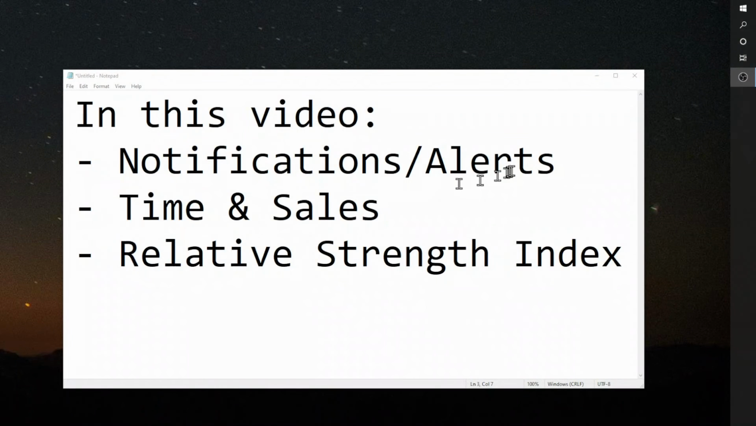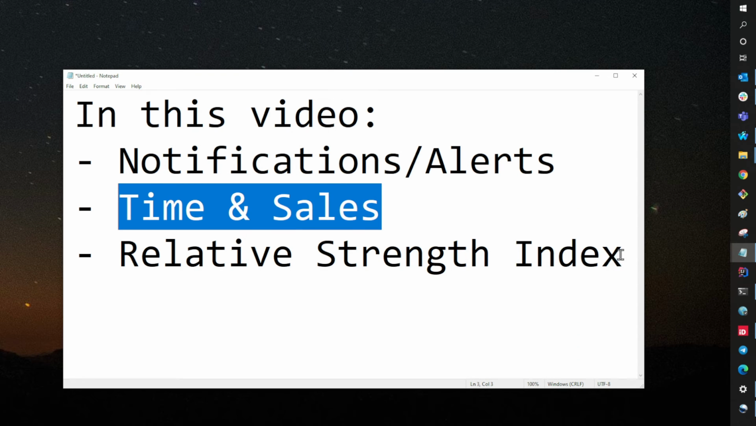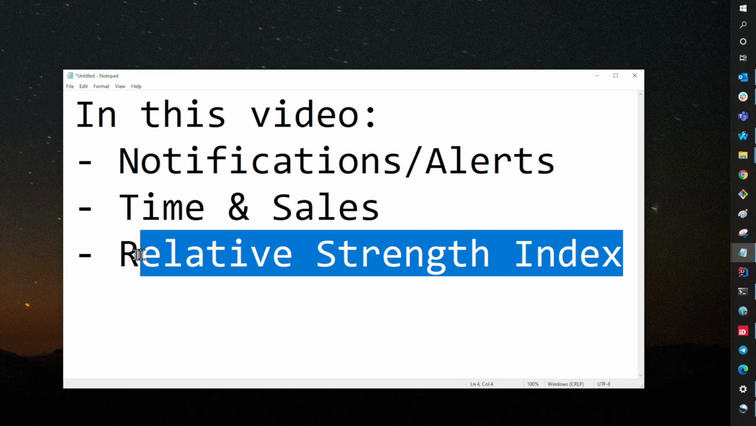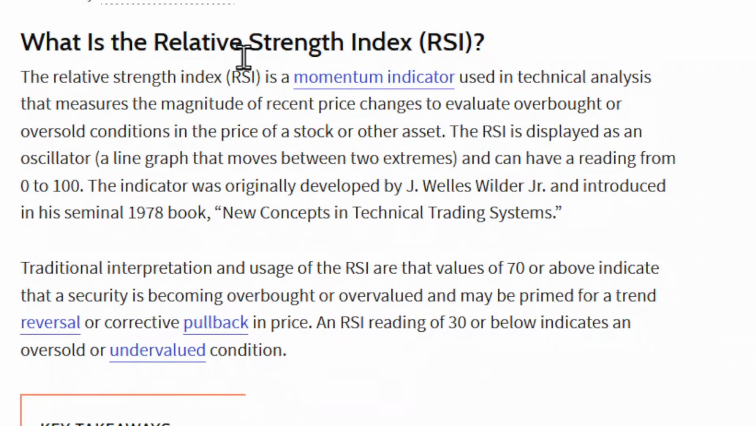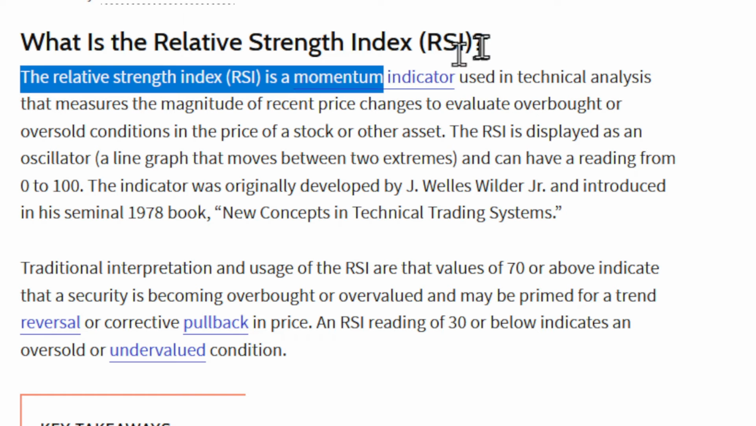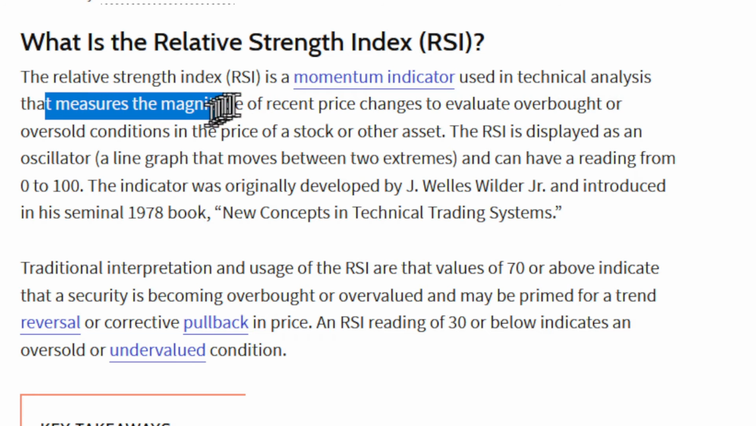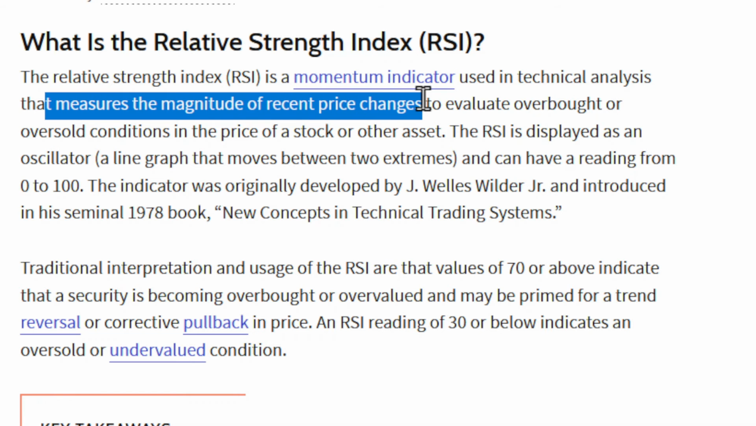Okay, so we covered notification alerts, we covered time and sales. Let's see if we can introduce relative strength index. What is relative strength index? The relative strength index is a momentum dynamic indicator used in technical analysis, which is what we've started doing. Remember, we talked about that versus fundamental analysis. And it measures the price changes in a period, right?